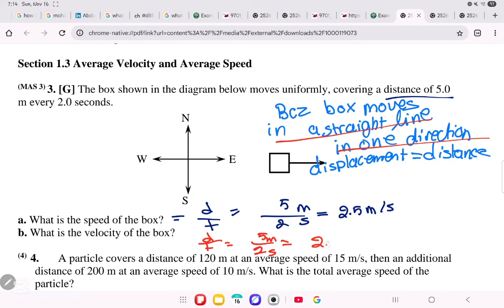So you're going to get 2.5 meters per second, but don't forget there is a direction. They gave us the compass over here, north, east, south, west, right? And as you can see, the box is going eastwards. That means it's 2.5 meters per second due east. Perfect. We'll move on to question number 4.